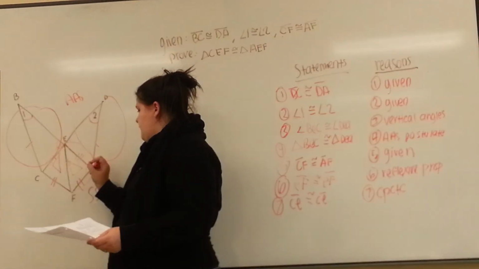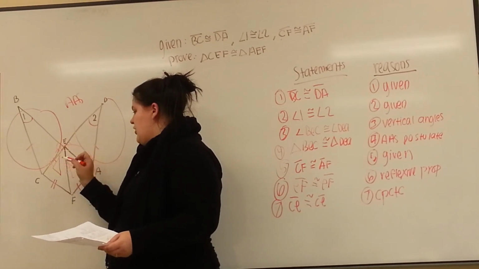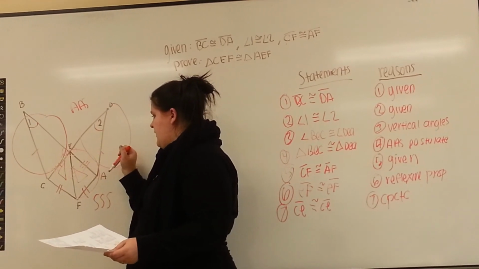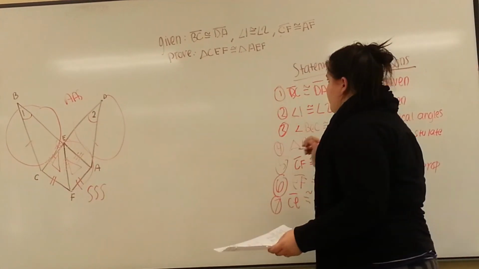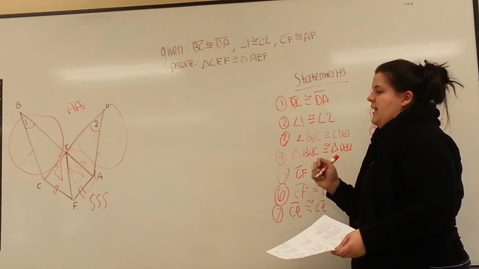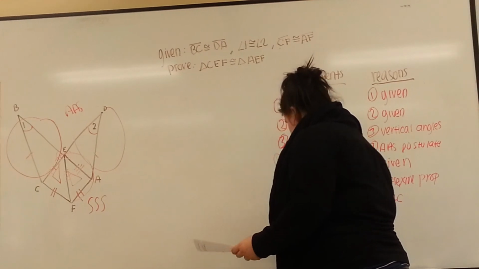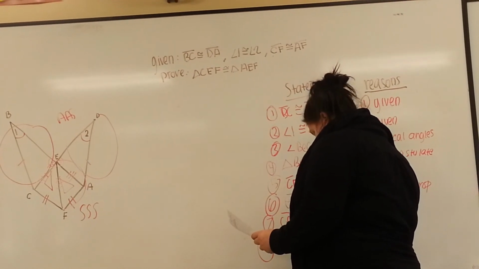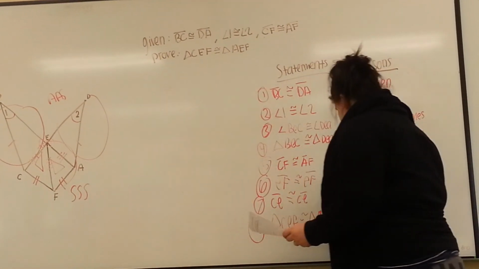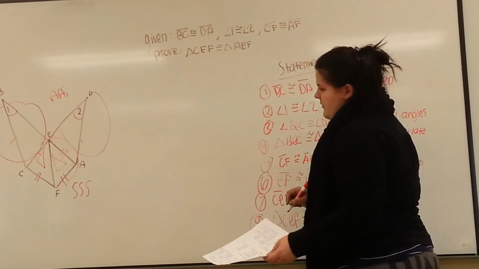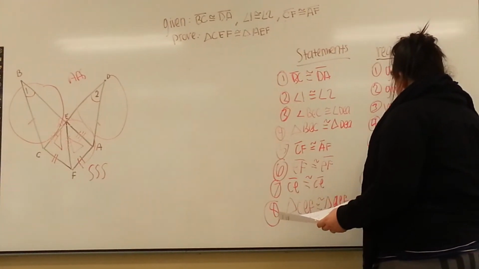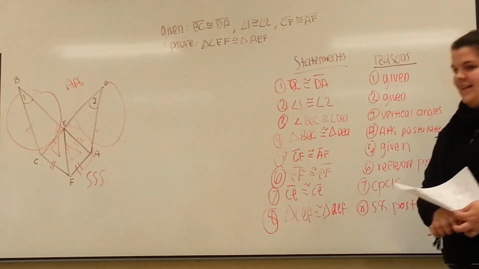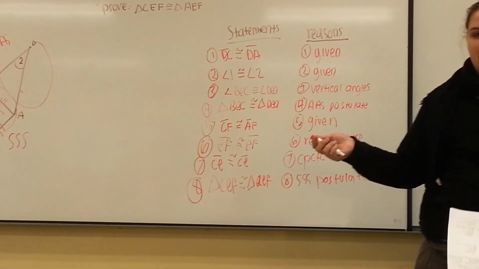Now, we have proved that segment AE and EC are congruent, segment CF and AF are congruent, and segment EF is congruent to itself. So now we have proved that triangle CEF is congruent to AEF. So at the end we have to write triangle CEF is congruent to triangle AEF. And our reason is because of what we said before, the SSS postulate. That is how you write a proof using this.